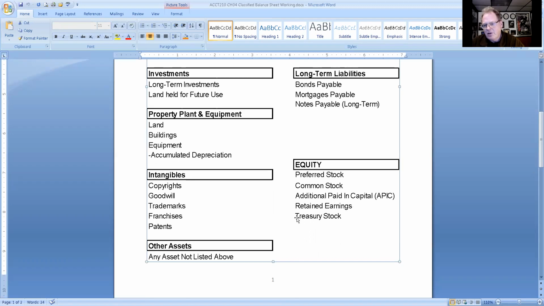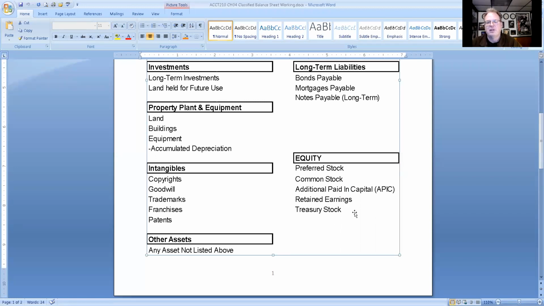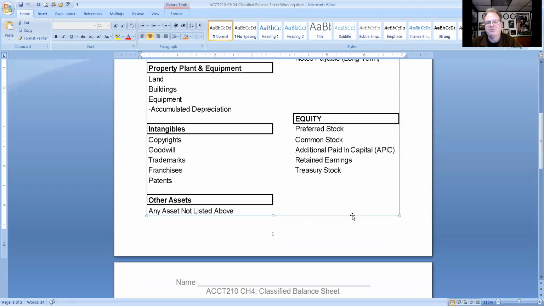Retained earnings. Treasury stock is kind of interesting. Treasury stock is when a company buys back their own stock. So IBM will take their money and buy back IBM stock. That's what treasury stock is. So it's kind of wacky.